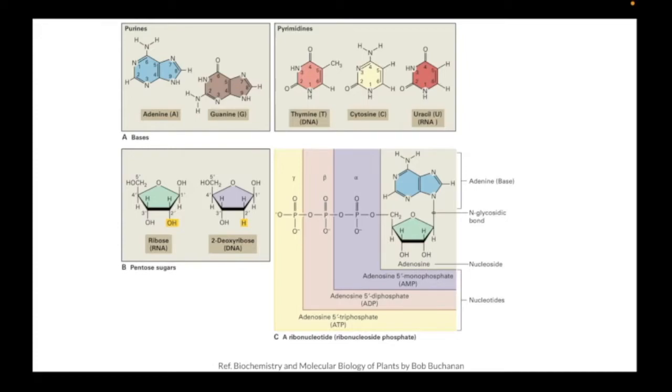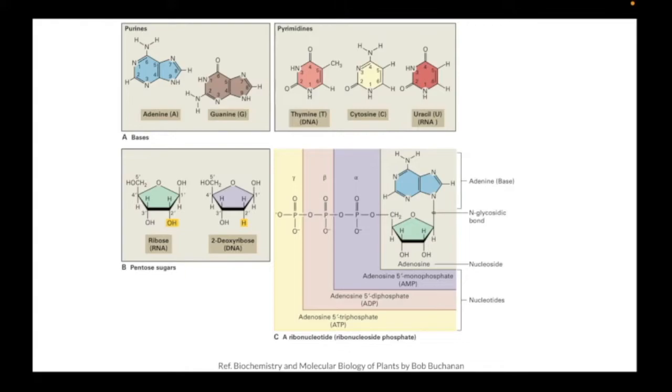For example, in the diagram, adenine is a nitrogenous base. It attaches to the C1 carbon of the pentose sugar, forming a nucleoside. A phosphate group attaches at the C5 position, forming adenosine 5 monophosphate. The second phosphate group attaches to form adenosine 5 diphosphate, and the third phosphate group attaches to form adenosine 5 triphosphate.